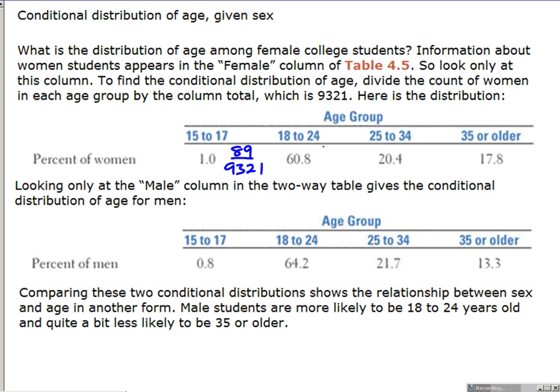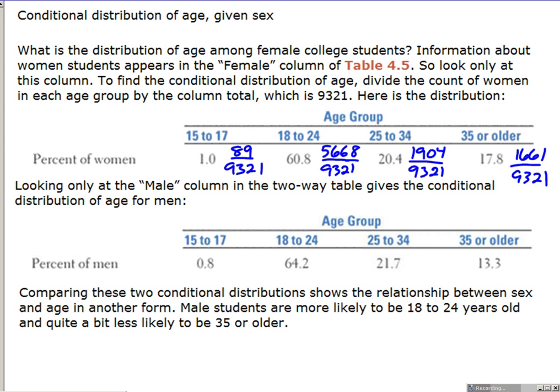18 to 24 group, 5,668 over 9,321. 25 to 34, 1,904 over 9,321. And finally, 35 and older, 1,661 over 9,321. So now we're conditioning on a column variable. Looking only at the male column, we can do the same thing.